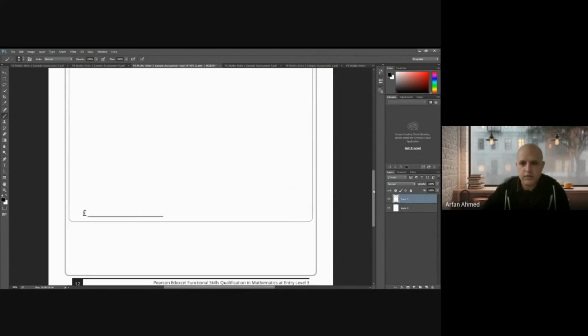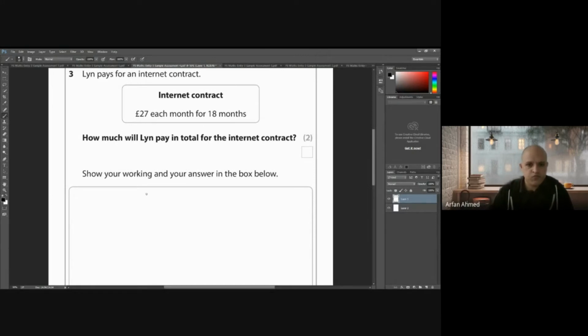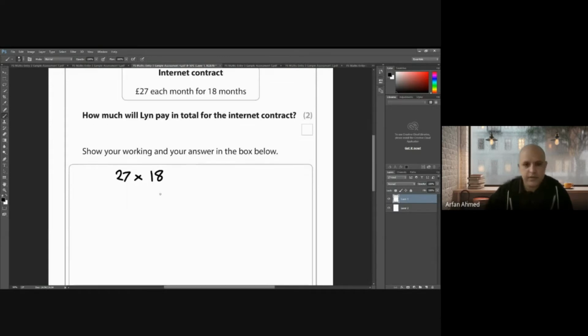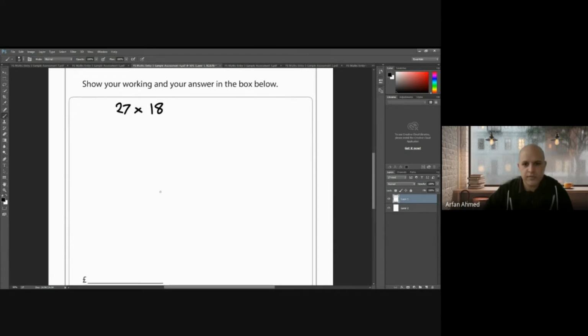Right. So, yep, same sort of thing. So for each month, it's £27. How many months have we got? We've got 18. So it's 18 lots of 27. So it's got to be 27 times by 18. How do we do that? It's quite a few different ways. I'll show you 2 different ways that I know.